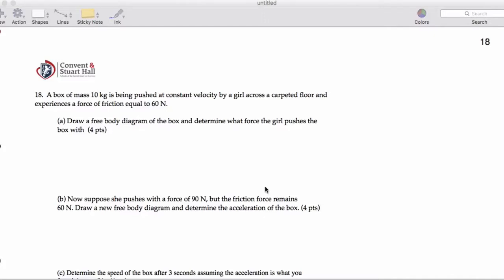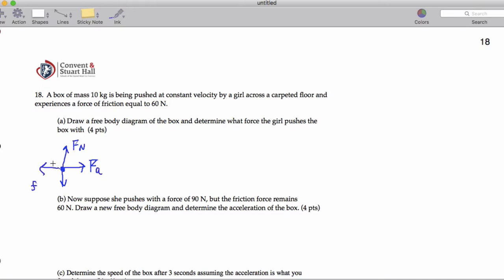All right, question number 18. We have a 10-kilogram box being pushed by a girl across a carpeted floor and it experiences a friction force equal to 60 newtons. So let's draw a free body diagram. We have Fn, we have Fa, and we have a friction force going to the left.